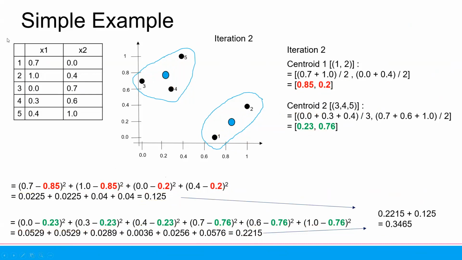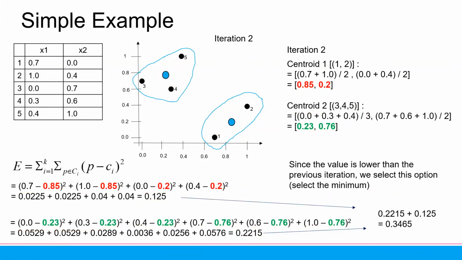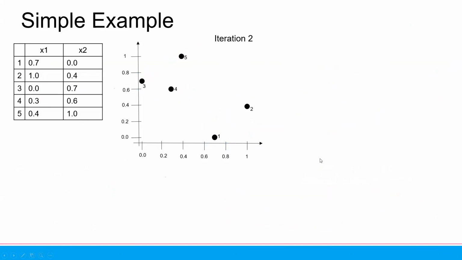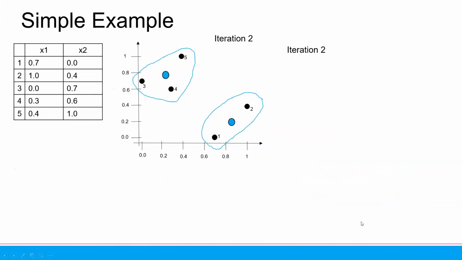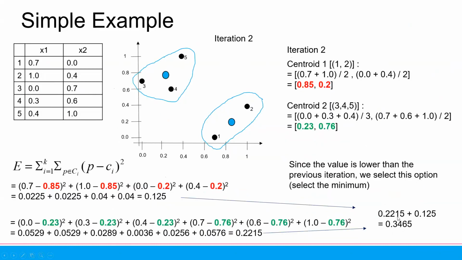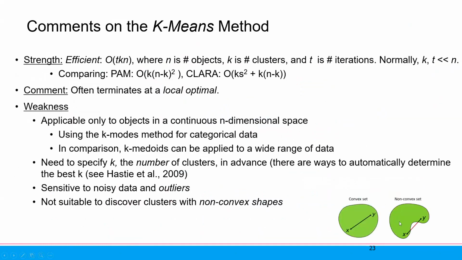Because this is the error or this is the distance, so we want to find the smallest distance. What is the smallest distance? This one. Okay. Since the value is lower than the previous iteration, then we select this option. We select the minimum. This option is 0.34, but the previous one is 0.54. So we select the lowest. So we call this k-means.